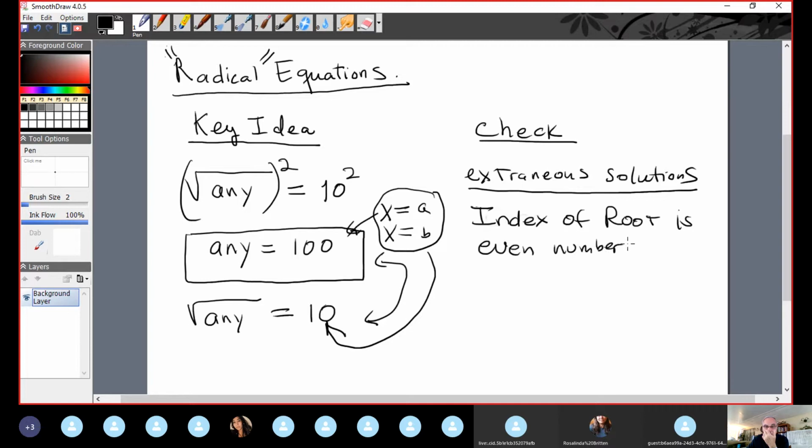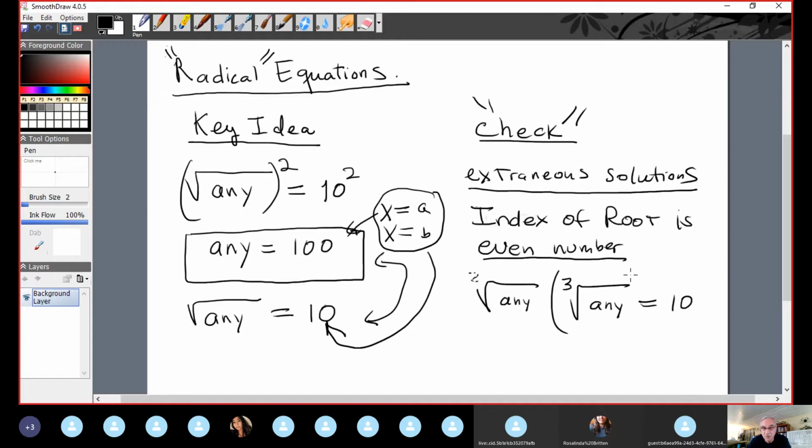For example, in this case it is a square root. And a square root, you know, the index is 2. It's an invisible 2, but it's the index. Entonces, when the index is an even number, you have to check. When the index is, suppose, cubic root, any expression equal to 10, again, but now I am using a cubic root, you cube both sides.